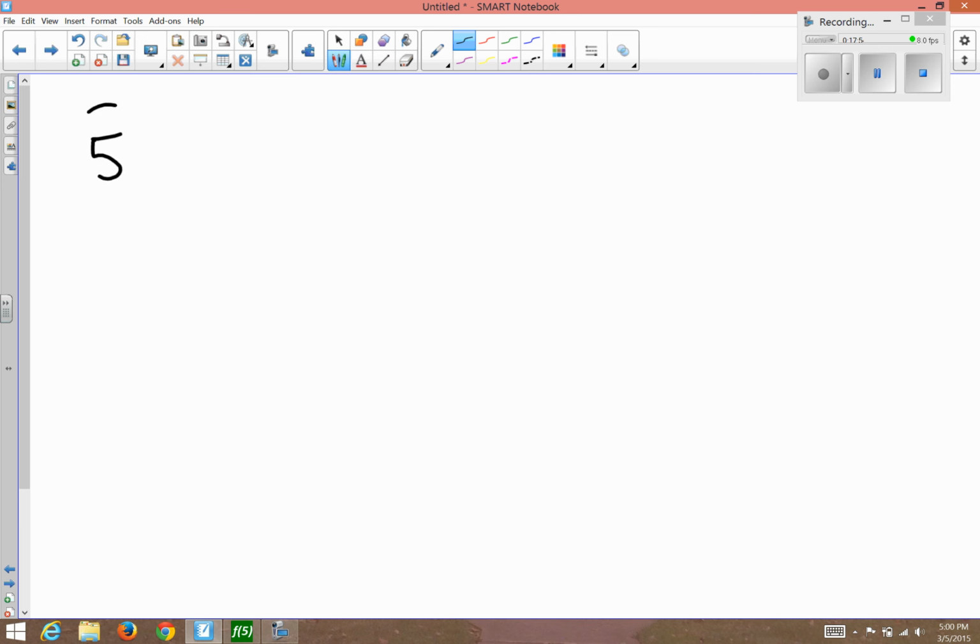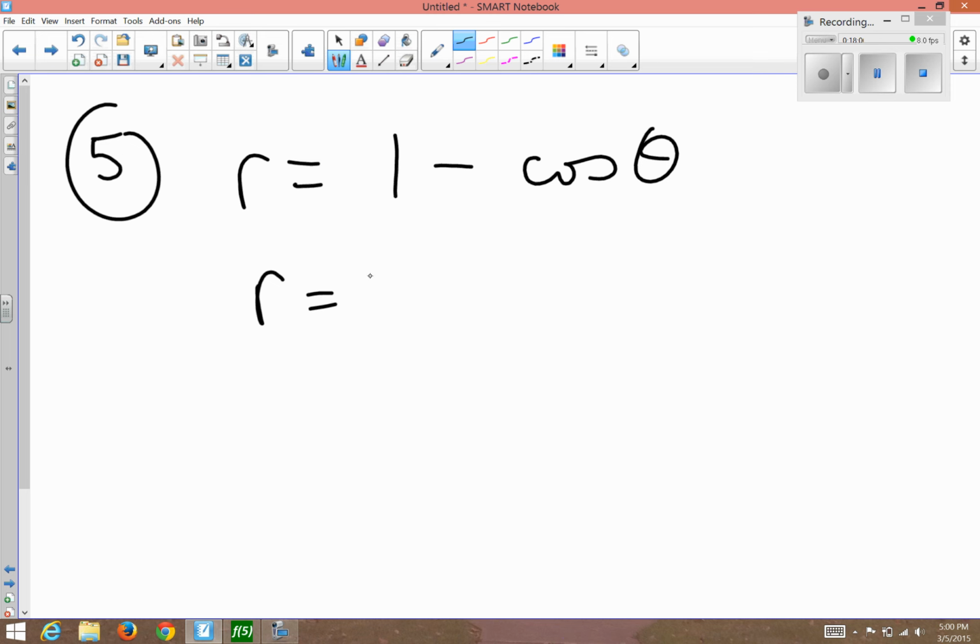Example 5. R equals 1 minus cosine theta. Because we now want the rectangular form, I'm going to replace cosine theta with x over r, which is good because at least there's an x. We don't want r's though. You have r's and thetas in the original. We want to end up with just x and y.